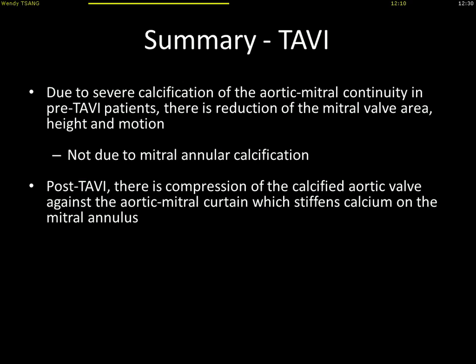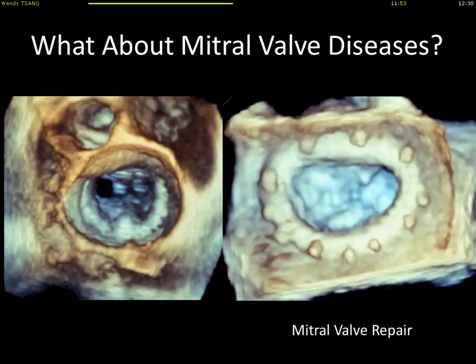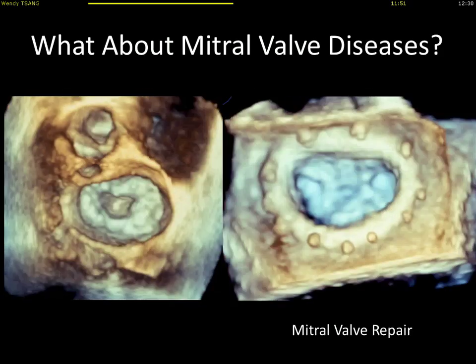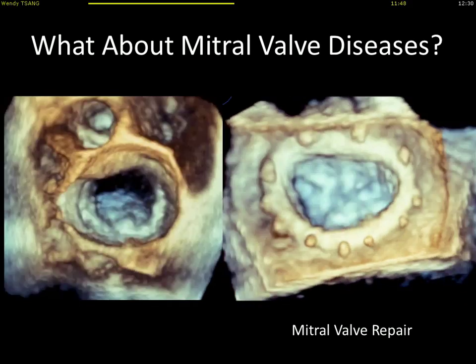So overall, how does TAVR affect your aortic mitral coupling? Well, it results in decreased areas in both the aortic and mitral valves due to the presence of the prosthetic valve now sitting in that area and compressing the calcium along that fibrous continuity. Now, I've just focused on what happens if you affect the aortic valve and the mitral valve, but what about the reverse? What about mitral valve diseases?